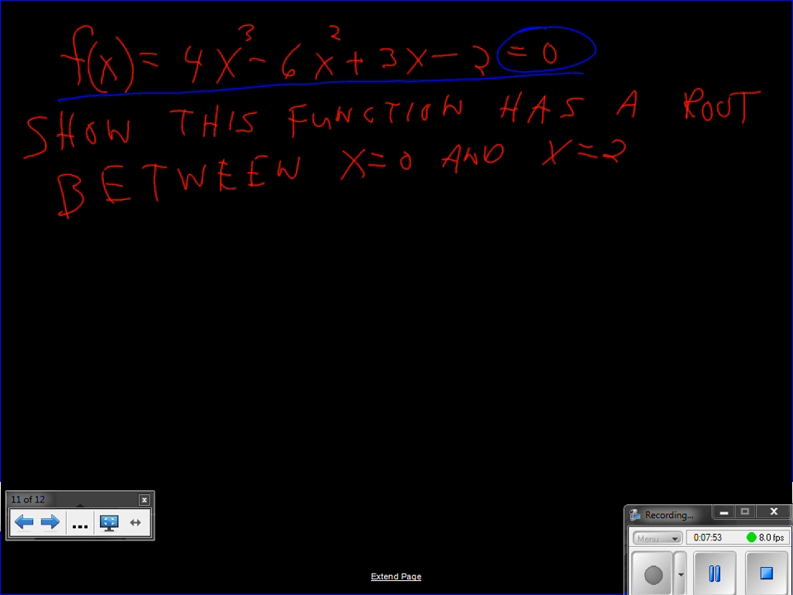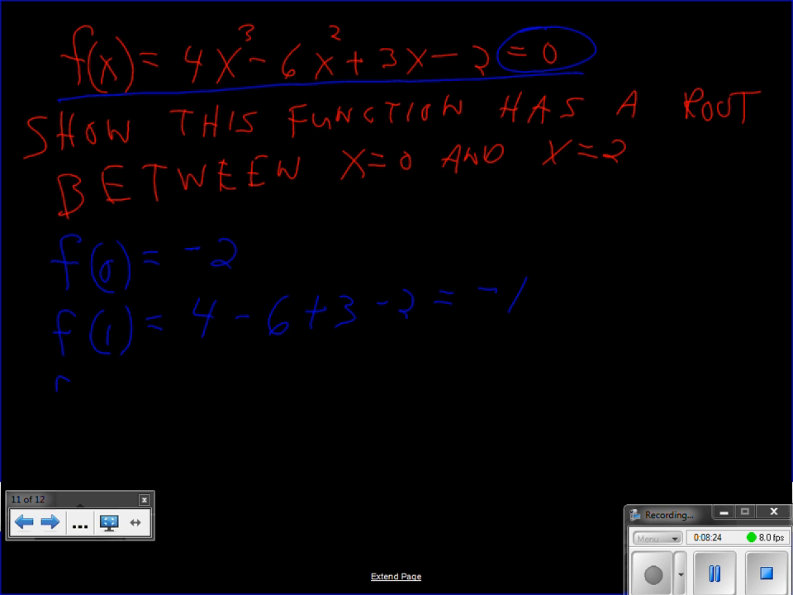Well, how do I do this? I say, well, what is f of 0? I put in 0, 0, 0. It looks like that's minus 2. And I'm picking easy numbers. I don't pick fractions because I don't want to work that hard. I'm going to put in a 1. F of 1, I'm going to get 4 minus 6 plus 3 minus 2. That's going to be minus 2 plus 1, minus 1. Okay, minus 2 to minus 1.